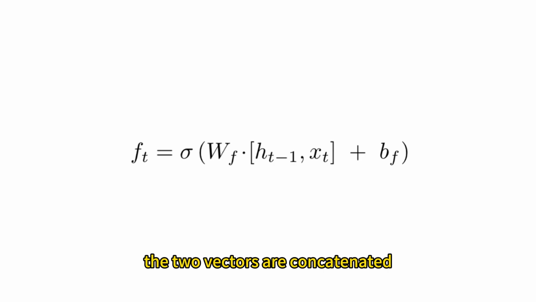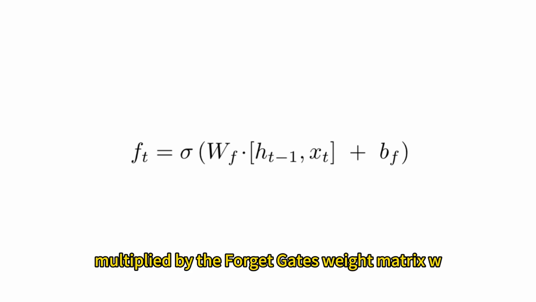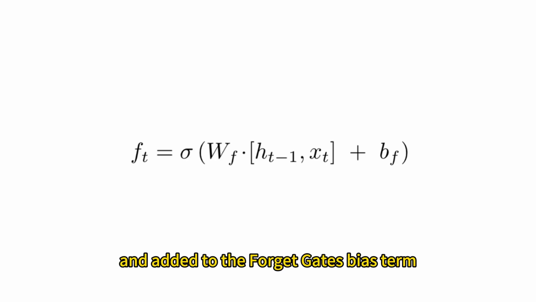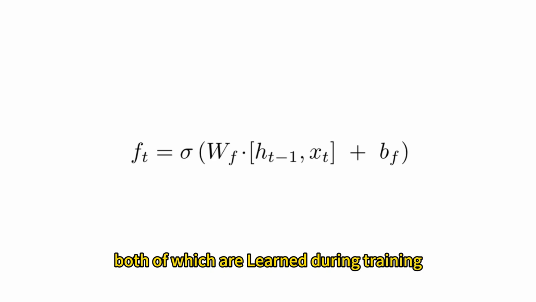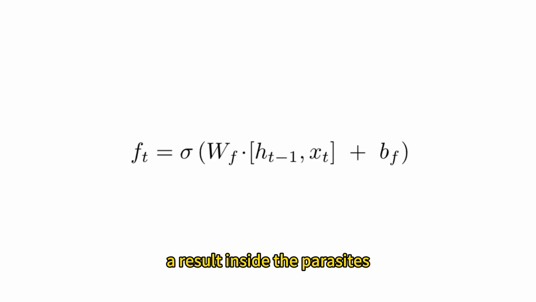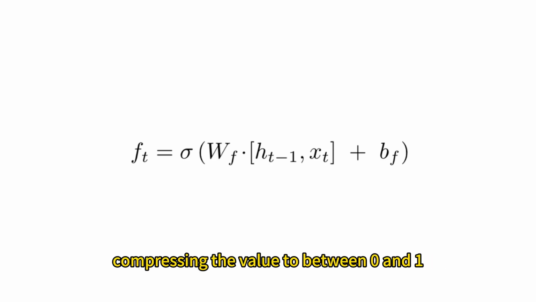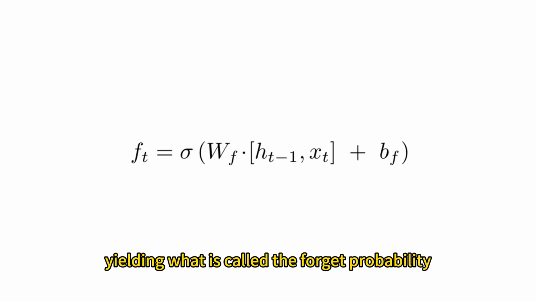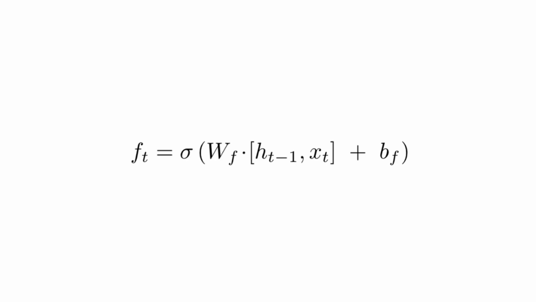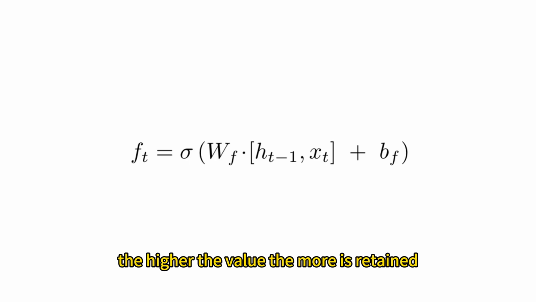The two vectors are concatenated, multiplied by the forget gate's weight matrix W, and added to the forget gate's bias term, both of which are learned during training. The result inside the parentheses is then passed through the sigmoid activation function, compressing the value to between 0 and 1, yielding what is called the forget probability. The higher the value, the more is retained.